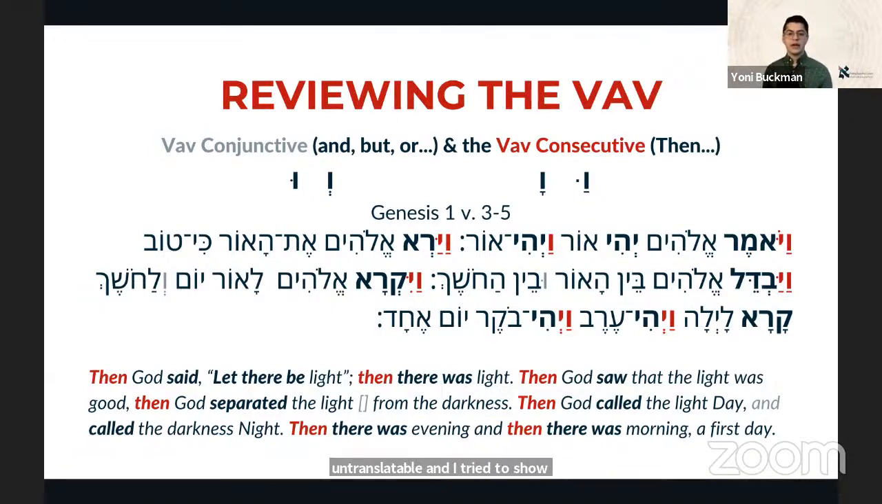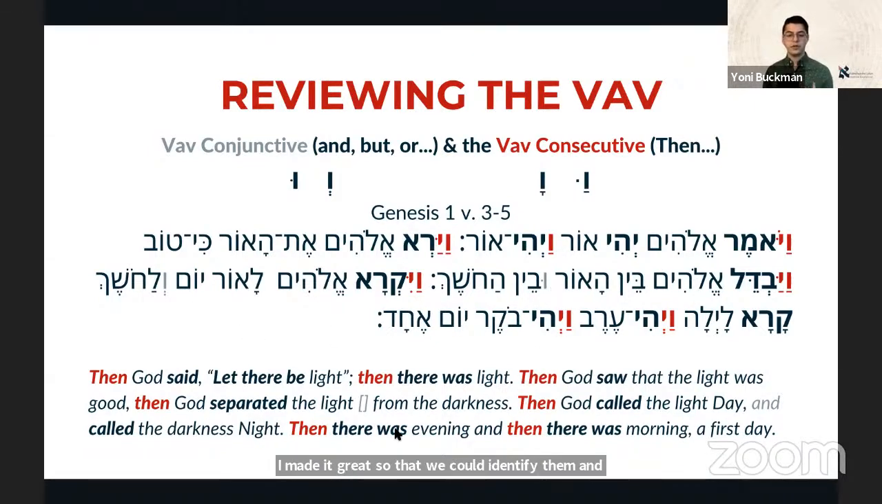So right here I have a few verses from the beginning of the book of Genesis. This is when God creates light. And you'll notice that I made the vav conjunctive, which can, again, either mean and, but, or it can be untranslatable, gray. So it's a little bit harder to see, but I made it gray so that we could identify them.